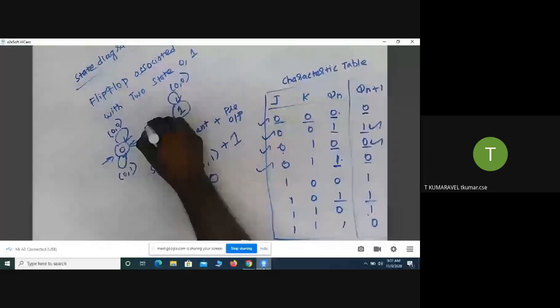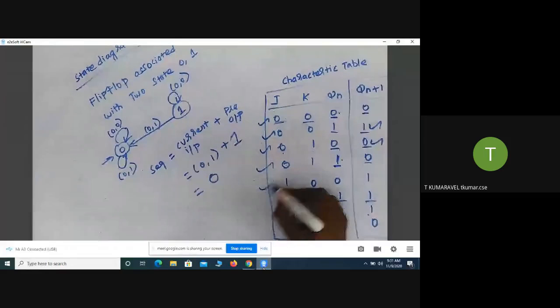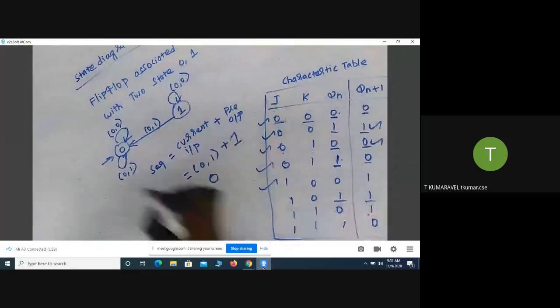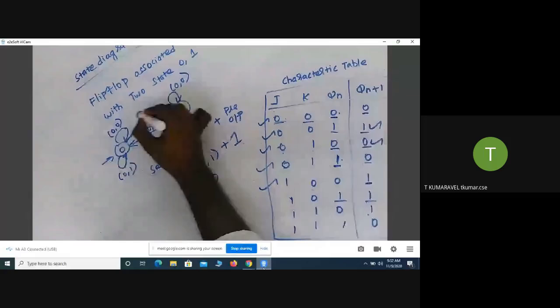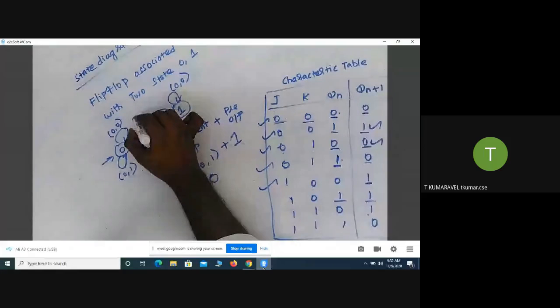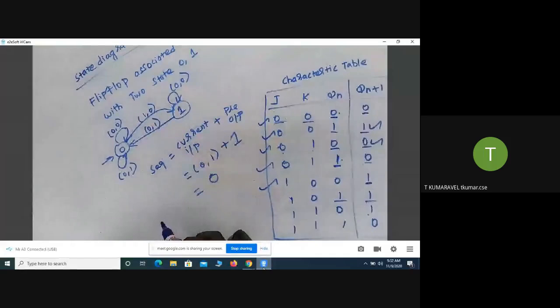What about the next state? I'm in the 0 state and I take input 1 0. What is the final output? The 1 state. So you draw the line from 0 to 1, and the input combination is 1 comma 0. What about the next input combination?